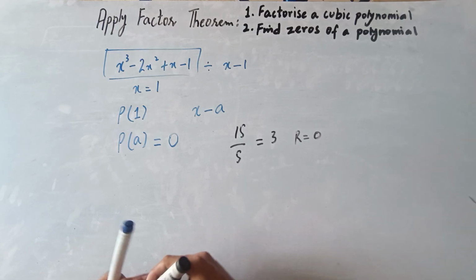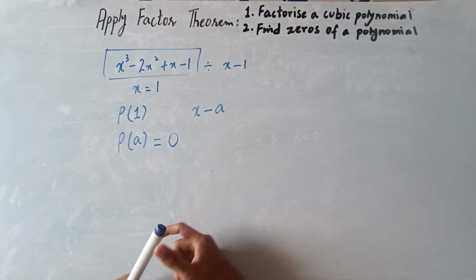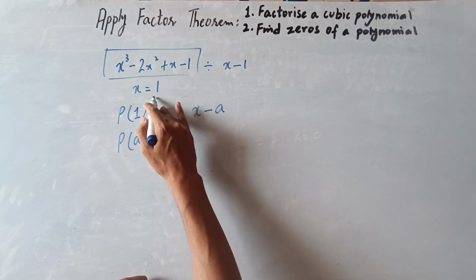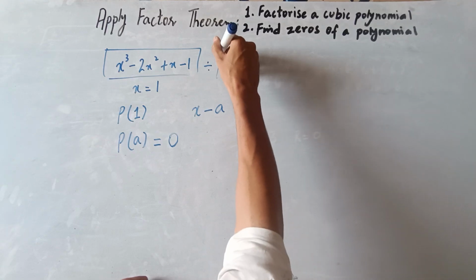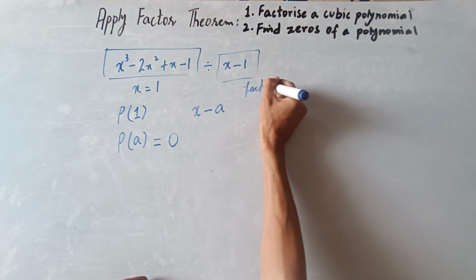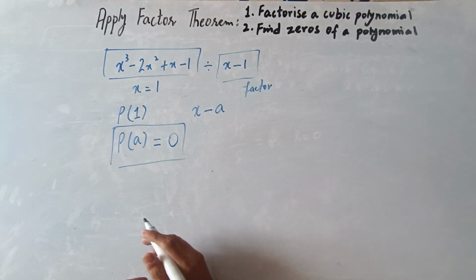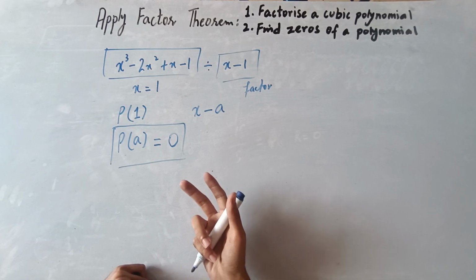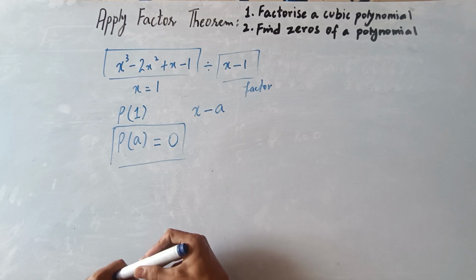So similarly in the factor theorem as well, if in this case after putting the value x equals 1 we get the remainder 0, we will say that x minus 1 is a factor of it. But this is the only case when this will happen, that the remainder will be 0. So in this video we will understand how to use this theorem to factorize a cubic polynomial. So let's take an example.